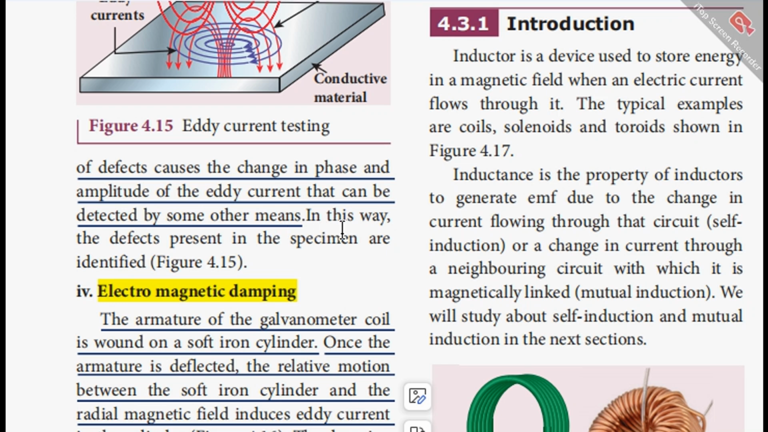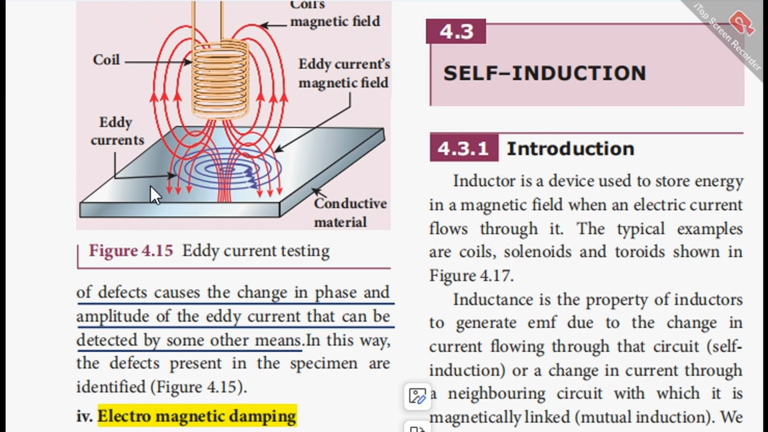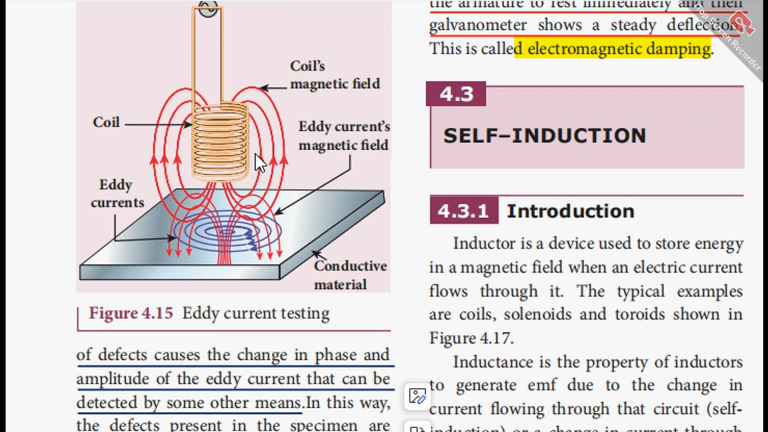In this way, the defects present in the specimen are identified. This is the diagram, which has a conductive material. Eddy currents are produced in this material by applying an alternating current to this coil, which will produce a magnetic field around it.